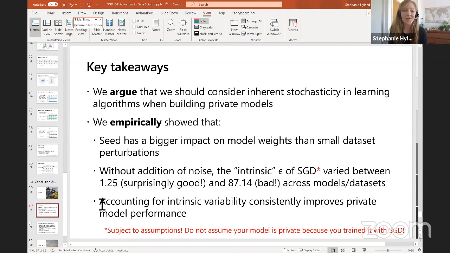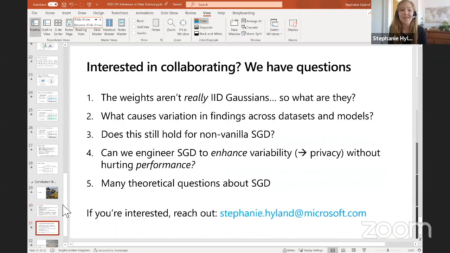I've already gone through these results, so I'll skip to the exciting part, which is that we're very interested in collaborating on this. There's a lot of unanswered questions and more follow-up work to do. So if you are interested in this topic, please reach out to me. Some of the questions we have are, of course, around relaxing this assumption about IID Gaussian, also understanding where the differences across these 4 different data sets arise from, what about variance of SGD, what about engineering SGD, and then, of course, all of the very many theoretical questions about SGD.